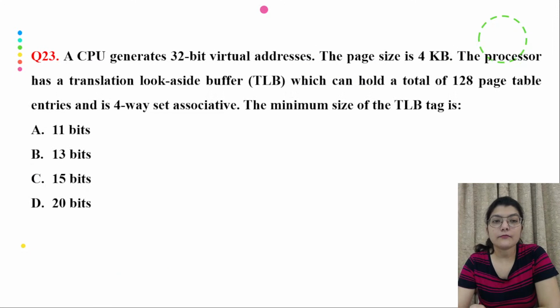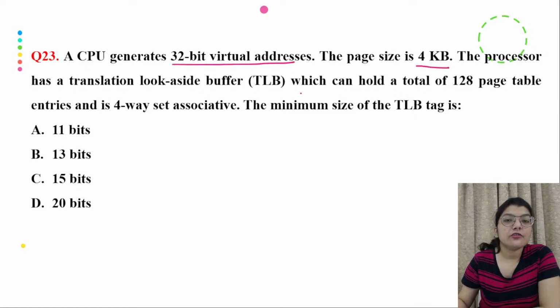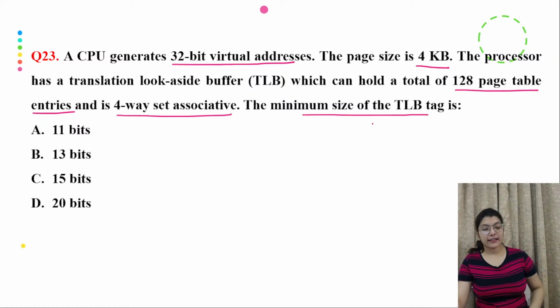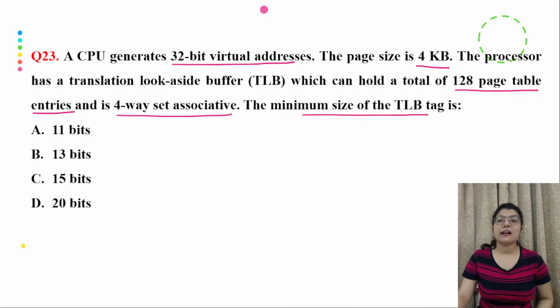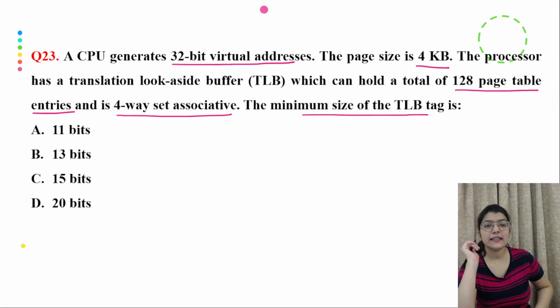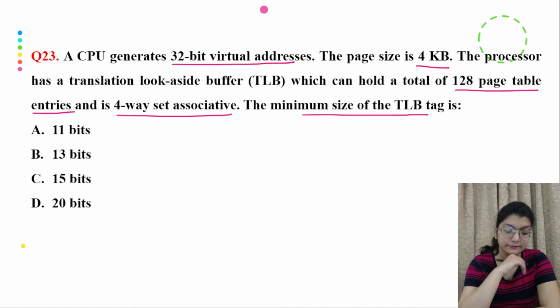Okay. Now, a CPU generates a 32-bit virtual address. Page size is 4 KB. The processor has a translation lookaside buffer which can hold a total of 128 page table entries and is 4-way set associative. So the minimum size of the TLB tag is? So basically they are saying that you have virtual address bits, you have page size, you have the number of page table entries, and you have what type of set associative it is. Okay, you have to find the size of the tag. This is also easy, थोड़ा सा बस घुमा हुआ है, but it is very very easy.